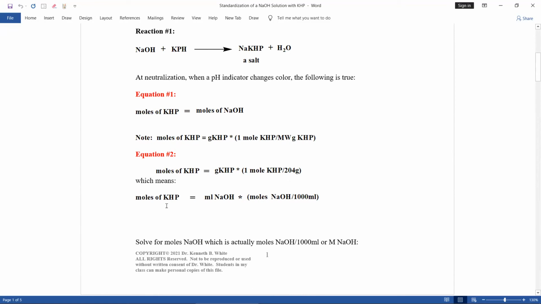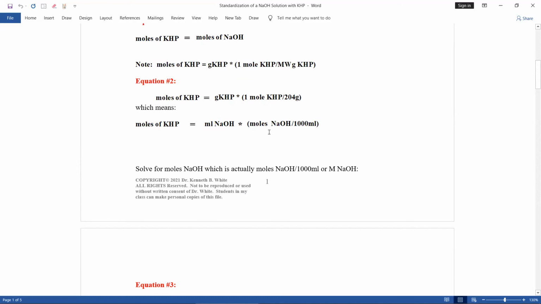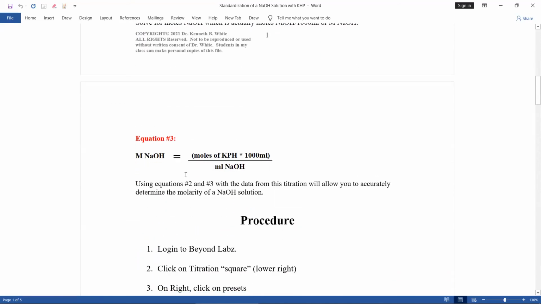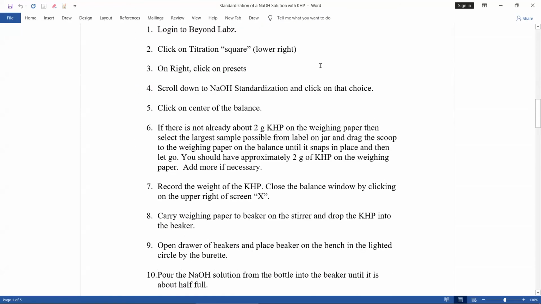Now remember, moles of KHP equals milliliters of NaOH times moles per 1,000 milliliters. That will give you moles of NaOH, which when you solve for NaOH moles, you get equation 3. So in this lab, you're going to weigh out some KHP and titrate it with an unknown molarity sample of NaOH, and you stop titrating when the color changes. You can also find it on the pH meter, but I like color change myself personally. And let's look at the procedure.